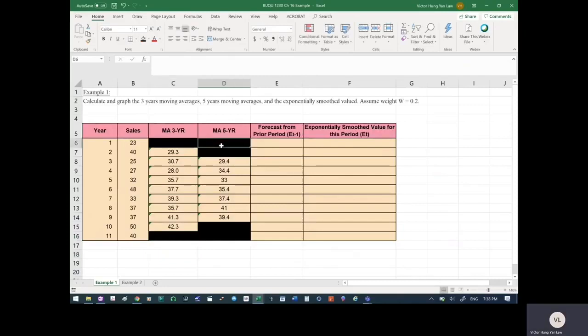This idea is the same for 5 years moving average. For 5 years moving average, we don't have sales from before, from year 0 and then year -1, so we don't have those 2 years of sales, so therefore we cannot calculate the moving average for year 1 and 2. And then same for year 10 and year 11. We cannot calculate the 5 years moving average for year 10 and year 11 because we don't have the sales for year 12 and year 13.